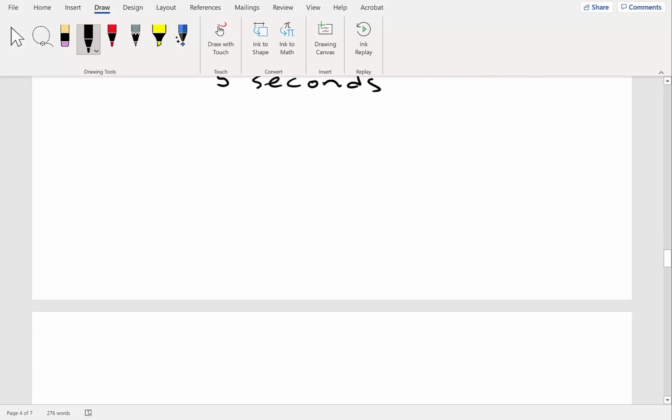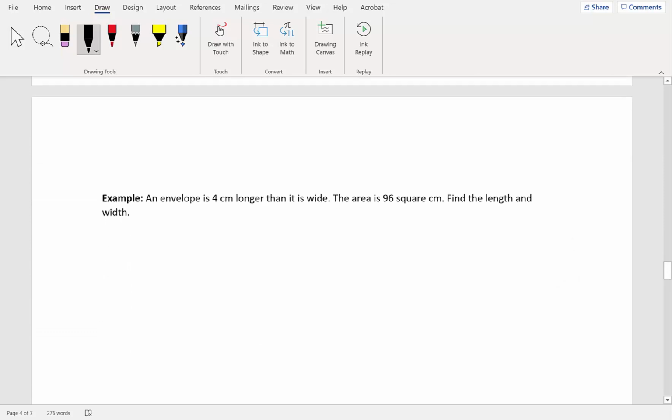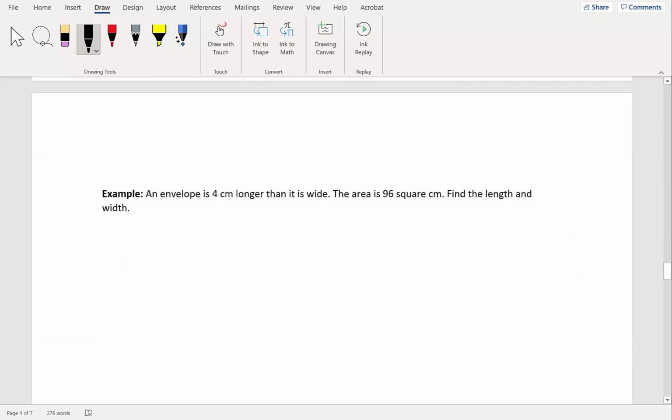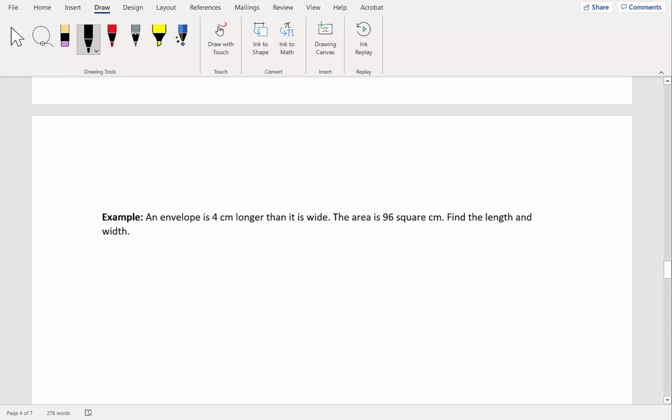Let's take a look at another problem. We're given that an envelope is 4 centimeters longer than it is wide. Then it says the area is 96 square centimeters. Find the length and the width. Over here we have two unknowns, length and width. What we used to do before, when we were in chapter 3, I believe it was section 3.4 or 3.5, we used to let one of them be x and one of them be y.